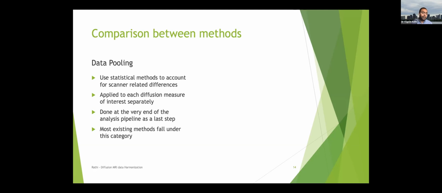So what I call data pooling are really statistical methods. They account for scanner differences for each different diffusion measure. You need to run them separately, and they do it in a slightly different manner. And they're done at the very end of the pipeline, in the sense that once you do this harmonization, then you do the final analysis of what the statistics need to be. But there has to be a significant amount of pre-processing done before you get to that point, especially in diffusion MRI, where you need to do eddy current correction and EPI distortion correction, but that is pretty standard. But then you still do denoising and or model fitting and or tractography and so on. And after that, you need to do harmonization.